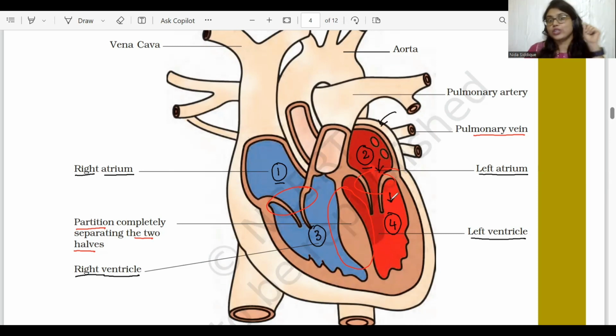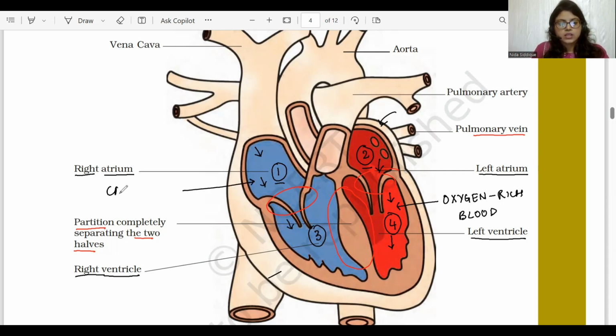Oxygenated blood means the blood rich in oxygen. Okay. And such kind of blood is represented by red color. Okay. So which kind of blood is it? It is oxygen rich blood. Okay. Now, this chamber is going to pump the blood to all the parts of the body. Now, the blood which is rich in carbon dioxide is brought back to the heart and it enters the right side of the heart. And this is represented by blue color. Okay, so this is carbon dioxide rich blood.